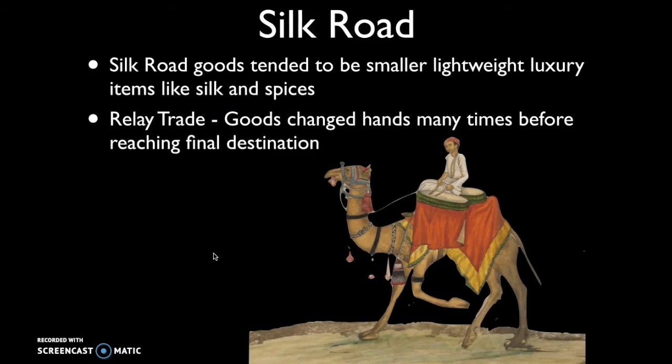Now this was a relay trade, so you didn't have Roman merchants going all the way to China to trade their goods. Instead, it was a relay, so these goods would be passed down from one trading market to the next. Ultimately, these goods would change hands many times before reaching their destination.